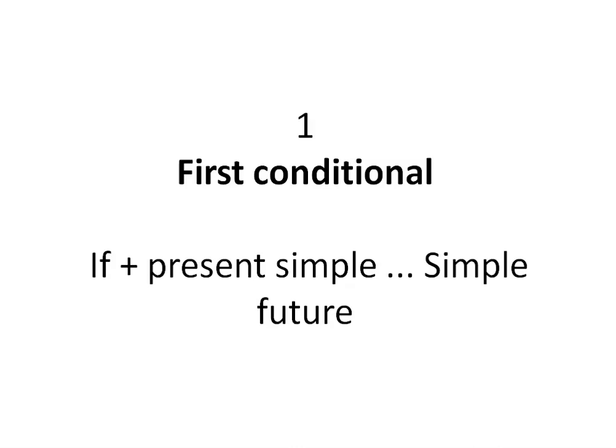In the zero conditional, we learned the shortcut simple present, simple present. Here in the first conditional, the shortcut is simple present, simple future. By looking at this pattern, by understanding this shortcut, we can understand that one clause has the simple present tense and the other clause has the simple future.